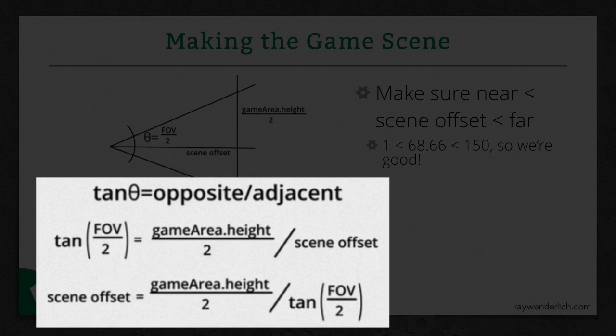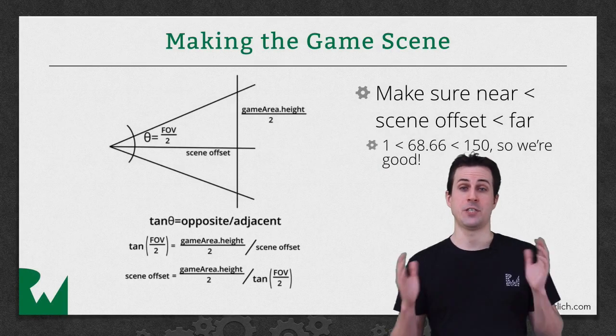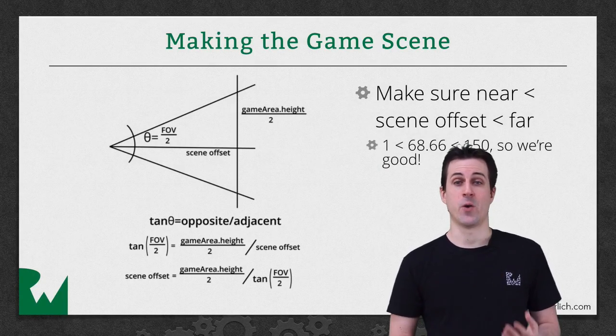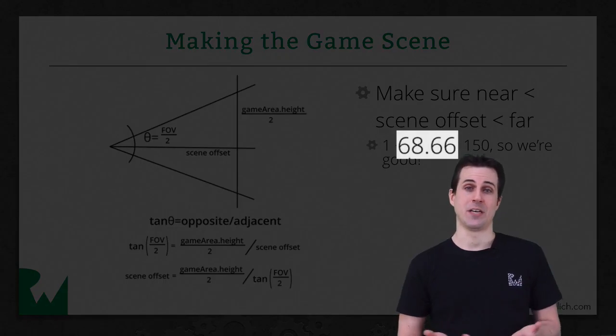So remember back from trig that the tan of an angle is the opposite over the adjacent. So we have the opposite, which is game area height over 2. We don't have the adjacent yet, which is scene offset, but we do have the angle, so we can calculate the tan of the angle. So next line, tan of field of view divided by 2 equals, we just substitute in game area height divided by 2 and scene offset, and then we can just do some multiplication to get scene offset equals game area height divided by 2, divided by tan of the field of view divided by 2. We can just plug in the numbers that we want here, and we'll get out a result. It turns out the result is 68.66 in this case.